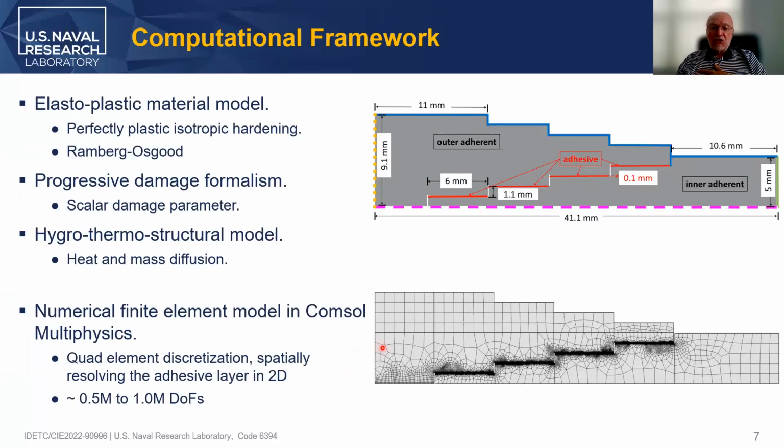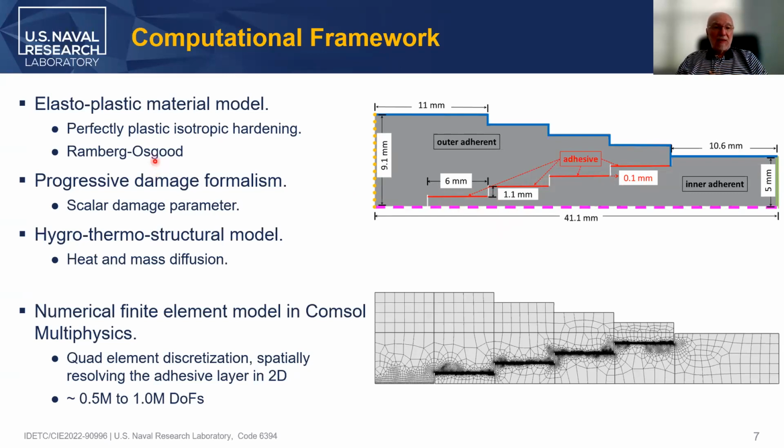So the computational framework developed, we first applied it to a realistic configuration, but first in 2D. So you see a 2D configuration that has two adherents, one on the top and one on the bottom, with these 4 steps. The adherents, as you will see later, are titanium, and the adhesive is this red thick line, which is 6 millimeters long and about 0.1 millimeter thick.